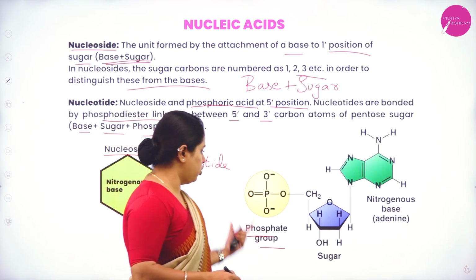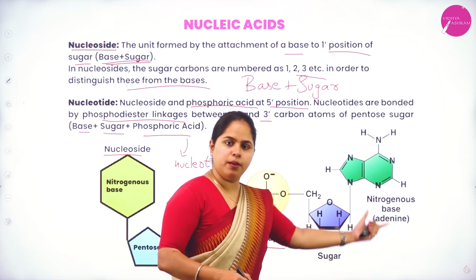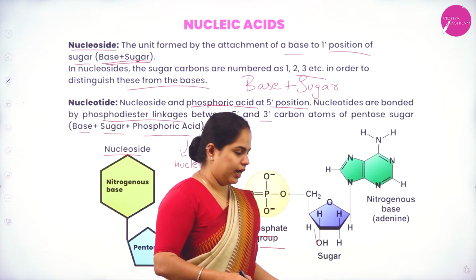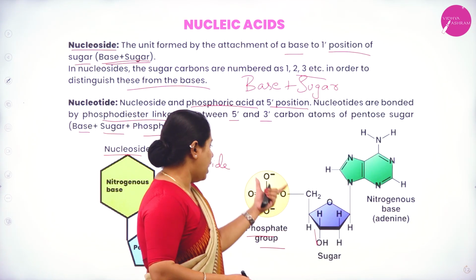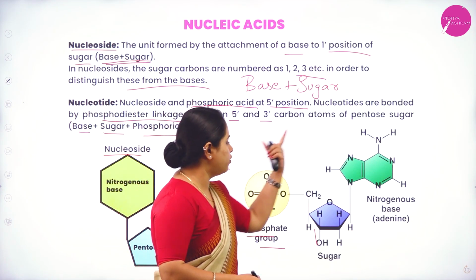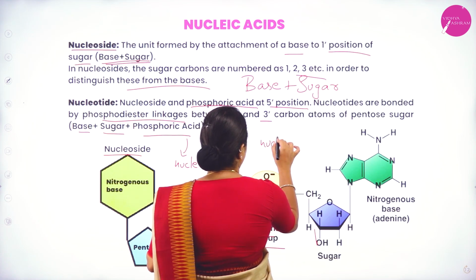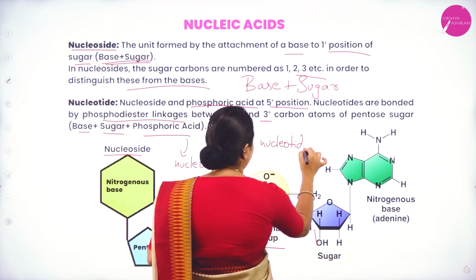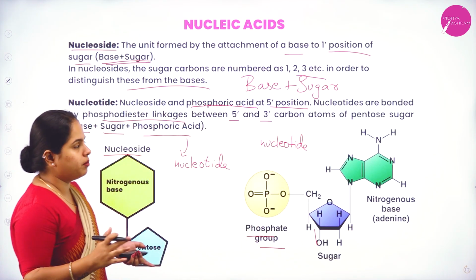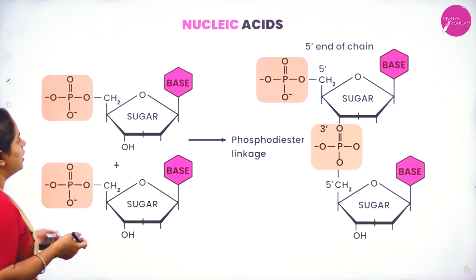Phosphate group, and you have the sugar and you have the base. The base used here is adenine, and you have the pentose sugar and the phosphoric group. All of these three together is called your nucleotide, and this nucleotide will form a long chain polymer to form what? Nucleic acid. Right, now let's see here.